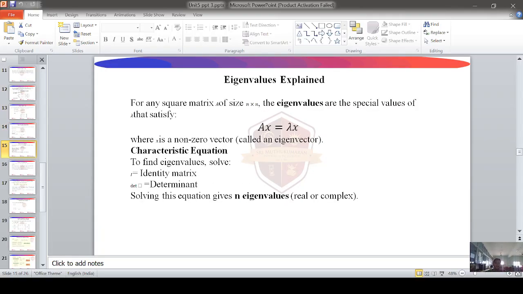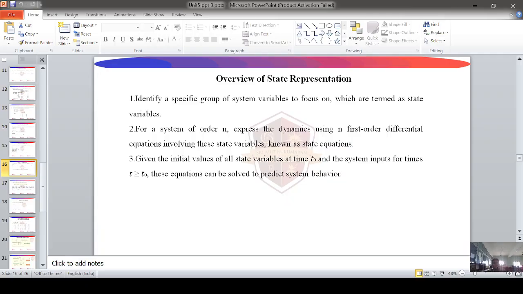Then eigenvalues explained. For any square matrix A of size n, the eigenvalues are the special values lambda that satisfy Ax equal to lambda x. The characteristic equation to find eigenvalues involves the identity matrix and the determinant. Solving this equation gives n eigenvalues, which may be real or complex.